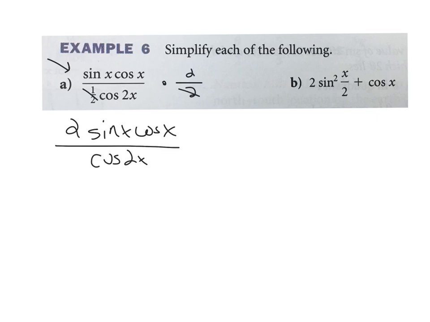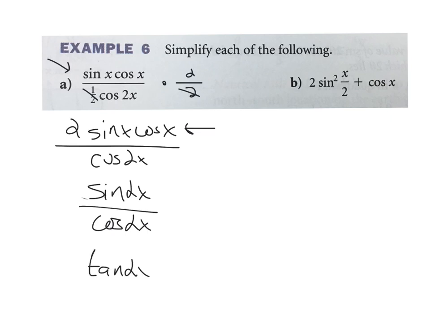Now, one thing I noticed real quick is this right here. 2 sine x cosine x is really the same thing as sine 2x. That's what sine 2x was. And on the bottom I have cosine 2x, and because they're both 2x's and it's sine over cosine, that is exactly what tangent 2x is, because sine over cosine is tangent. As long as these two values are the same, you can always change it just to tangent.